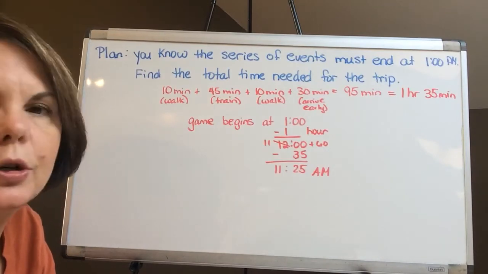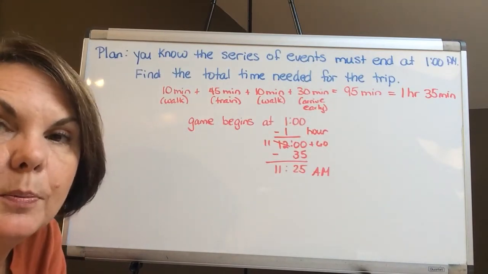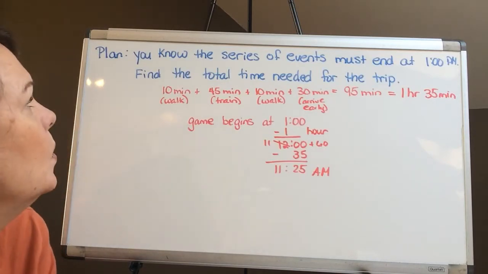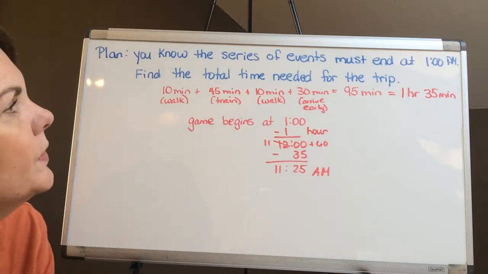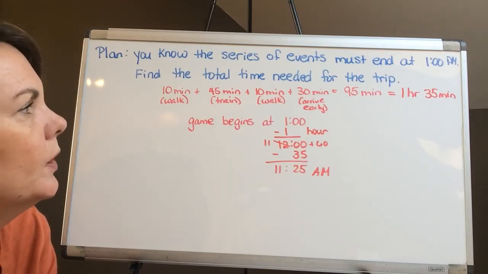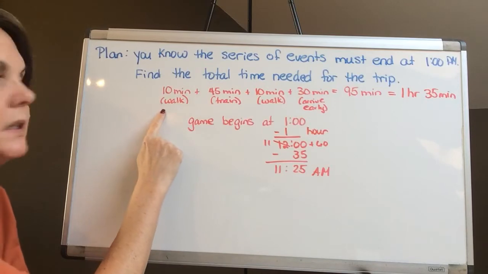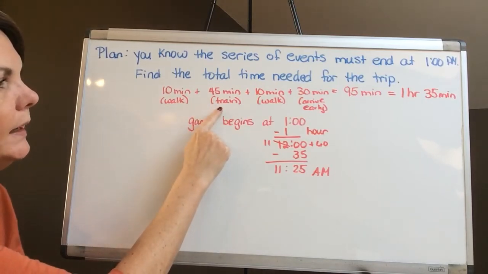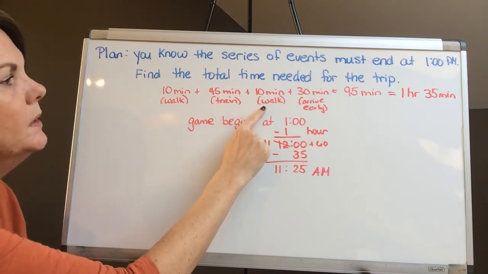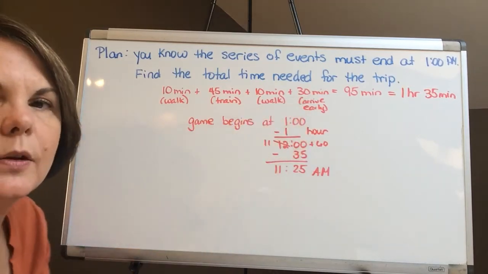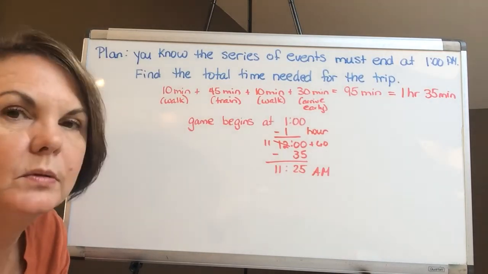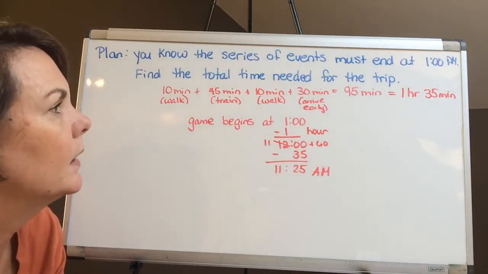Now, you could draw a clock to help you if you need to and physically move the hands going backwards. Or mathematically, the series of events must end at 1. Find the total time needed for the trip. So what I've done is I've said, okay, 10 minutes to walk, 45 minutes on the train. Remember, that was 3/4 of an hour. Another 10 minutes to walk to the stadium. And I added in there the 30 minutes for the arrival time. You want to be there 30 minutes before, so you want to be there at 12:30, not 1 o'clock.